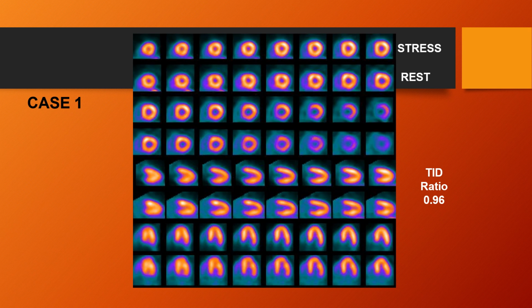This is an example of a rubidium test. The TID ratio for this patient was 0.96. Remember, the TID ratio does not have as much impact on cardiac PET MPI as it does on SPECT MPI imaging. And that's because typically, just because of the pharmacodynamics of the drug, it just doesn't have as much of an impact. And this is a normal study.